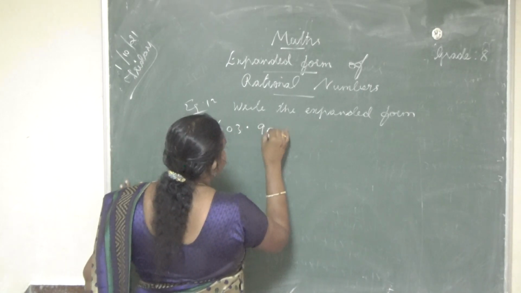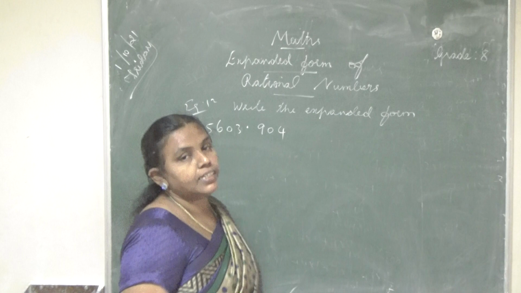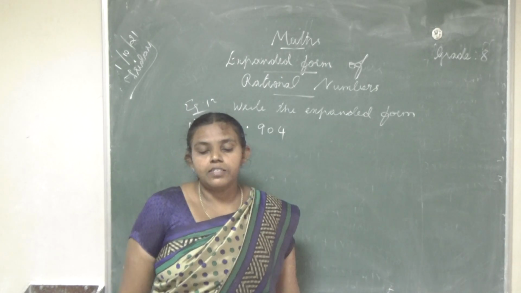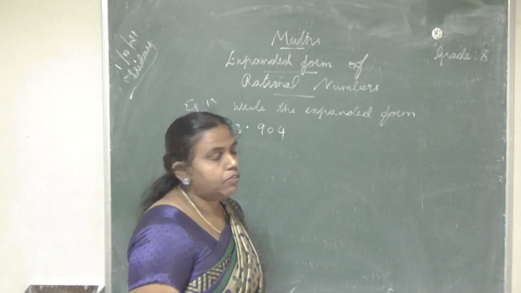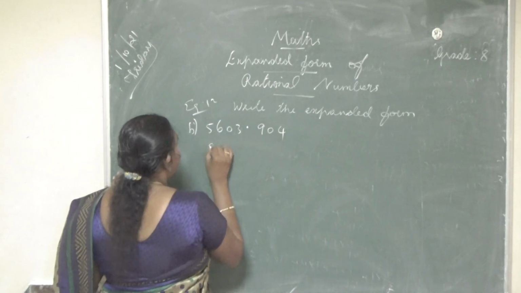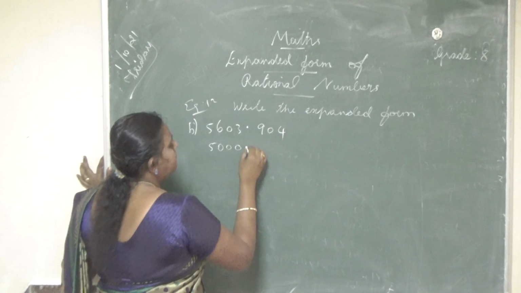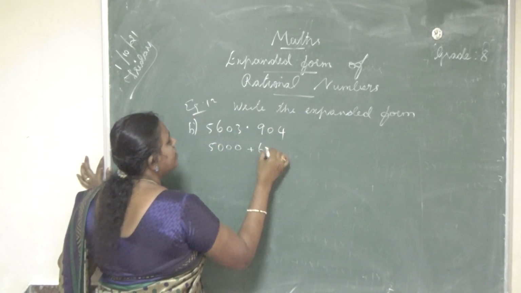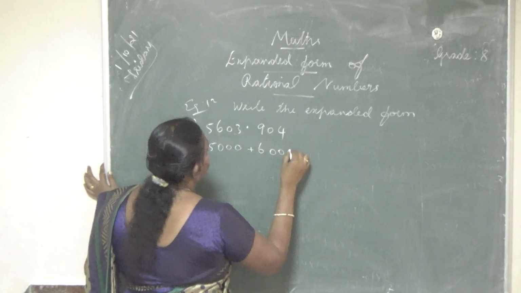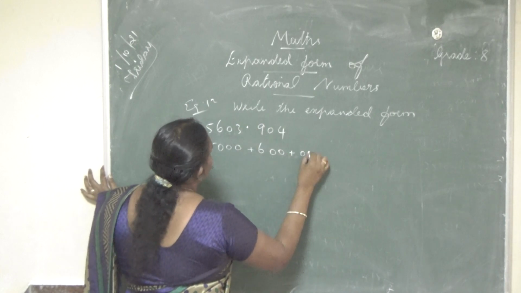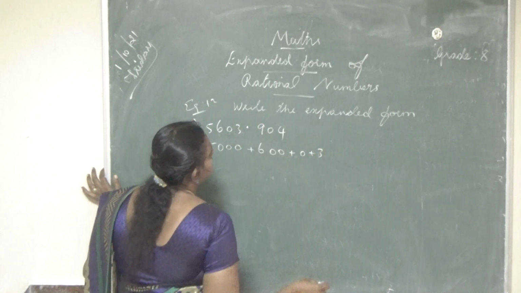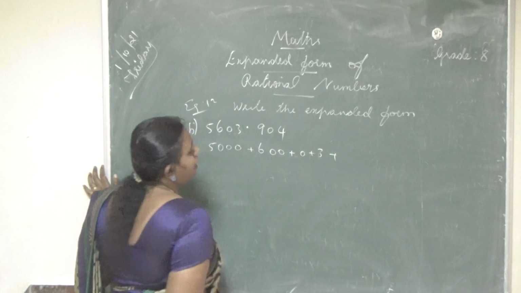5603.904. After the decimal point you must not read it as nine hundred four, you must write 904. So how will you separate 5? How many zeros? 1, 2, 3. 3 digits are there. Plus 6, how many digits are there? 1, 2. Plus 0 plus 3. After that no digit.